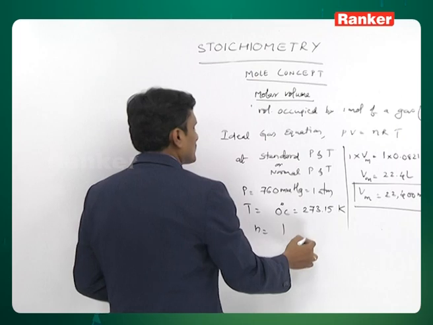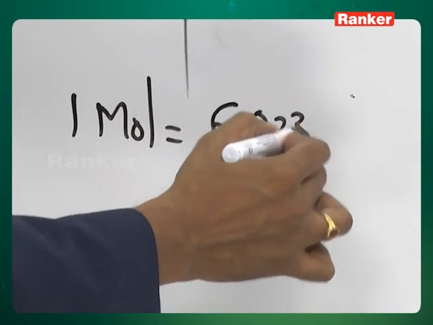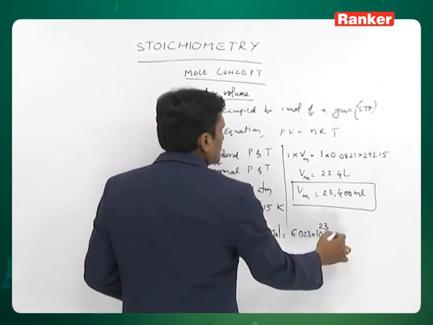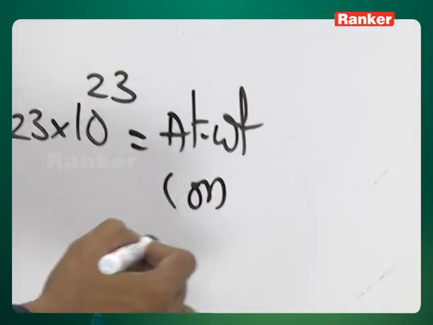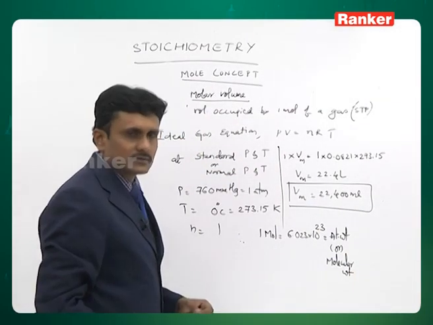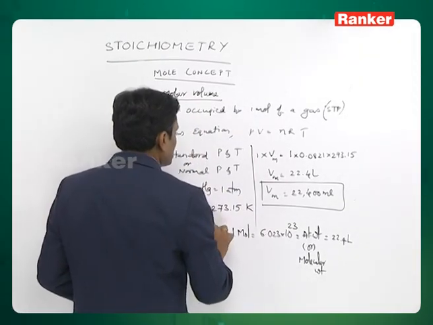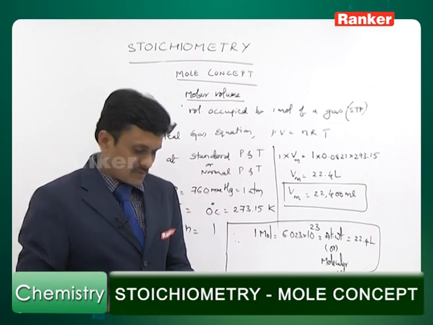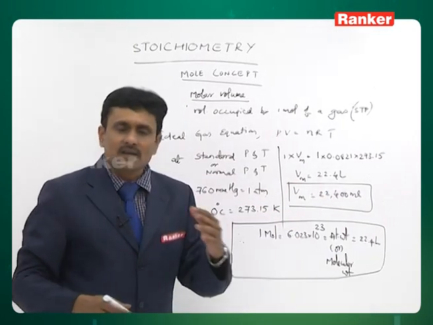Therefore, when we conclude, we say 1 mole is always equal to the Avogadro constant when it comes to the number of particles, or the atomic weight if it is atoms, or the molecular weight related to molecules, or 22.4 liter related to the ideal gas under standard conditions. So, from here onwards we are going to replace the mole with anything depending on our requirement.